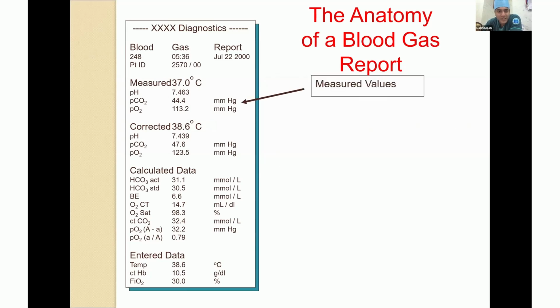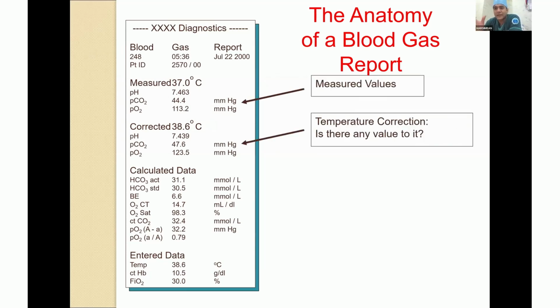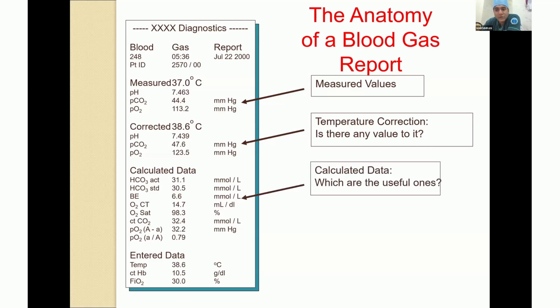So if you see the measured values, as I've told you, then there is something called the corrected values. For example, temperature correction. If your patient's temperature is high, for example, hyperexia is there, so if the temperature is 38.6, you should mention the values because the values will change according to temperature. So at 38.6, the PaCO2, which was normal at 37, has raised to 47.6. So you know that PaCO2 is now increased. So temperature correction becomes very, very important. And these are the calculated data.